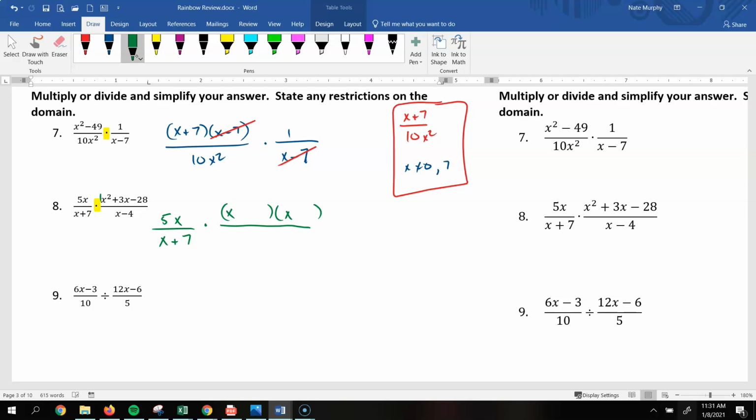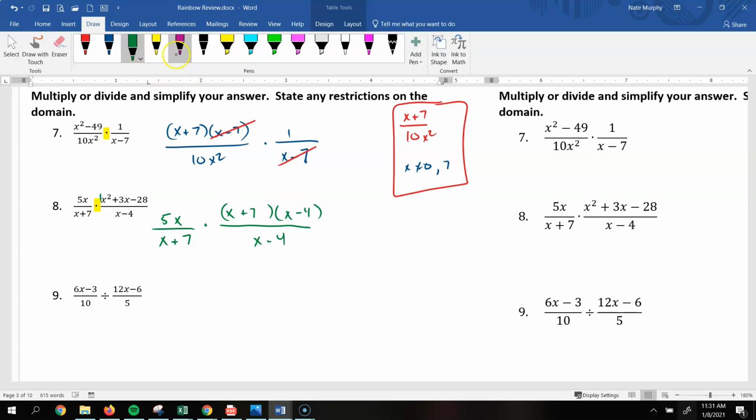So we're looking for two numbers that multiply together to be negative 28 that add together to be a positive 3. Well, that would be a positive 7 and negative 4, because 7 times negative 4 is a negative 28, and 7 minus 4 is a positive 3. And our denominator, we can't do anything with that yet. We're going to leave that as x minus 4.